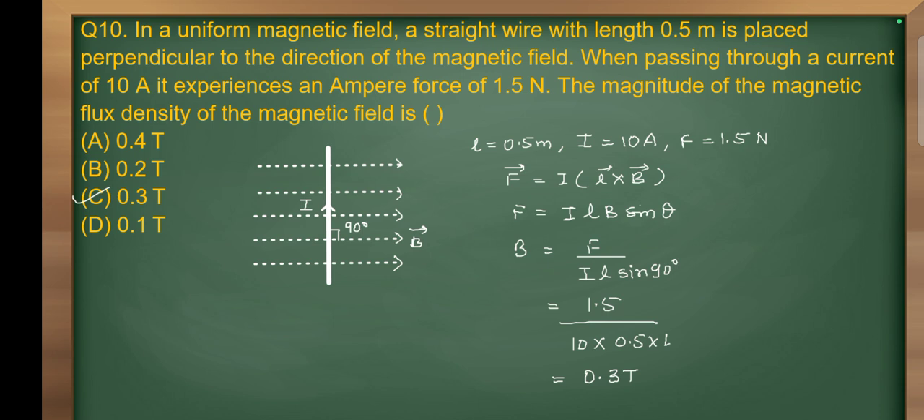Here the current is flowing through a wire, and this current carrying wire is making a 90-degree with the magnetic field. We know that the force experienced by a wire will be I into L cross B, which is equal to ILB sine theta. So B will be equal to force by I into L sine 90. We will put the value of force, that is 1.5, current, that is 10, length, which is 0.5, into sine 90 is 1. So when we solve this, B will be equal to 0.3 Tesla. So option C is correct.